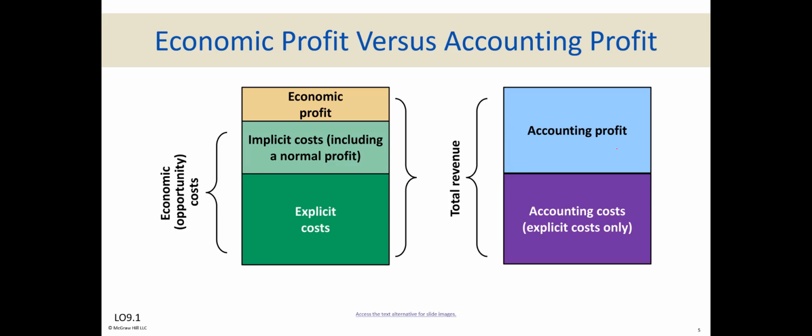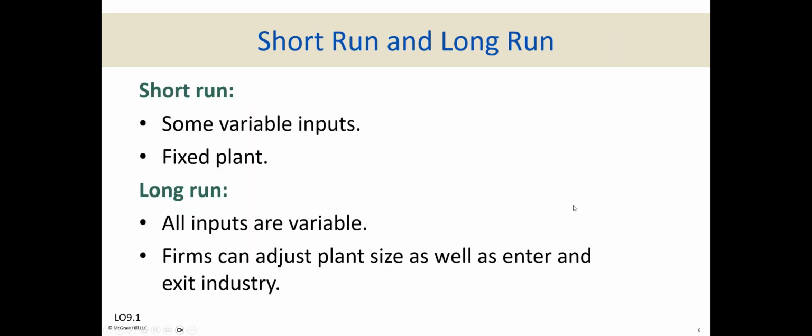So when we look at economic profit versus accounting profit, accounting profit only counts the accounting costs, which are explicit costs only. Therefore, accounting profit in most cases is greater than economic profit. And economic profit, since it includes both accounting costs, which are explicit costs, and implicit costs, is usually lower than accounting profit.